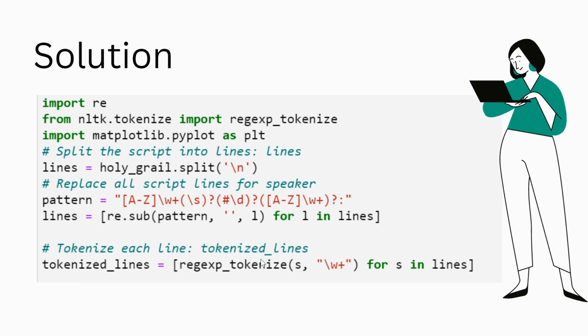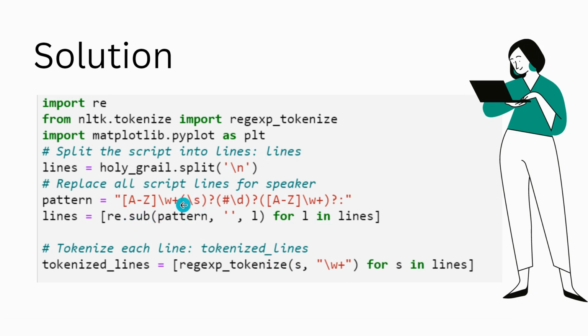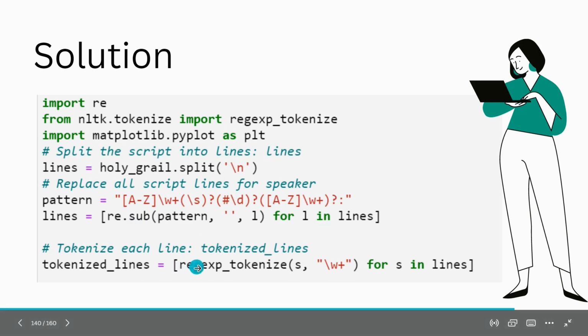We have to tokenize each line. So that's the variable tokenized_line equals, within square brackets, regexp_tokenize(s, '\w+'). Make sure that in the sub method we pass the pattern first, but in regexp_tokenize we pass the pattern second, as the second argument.